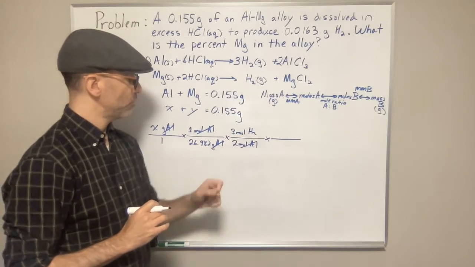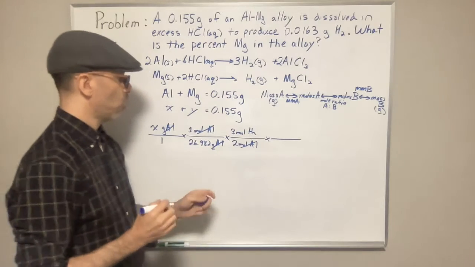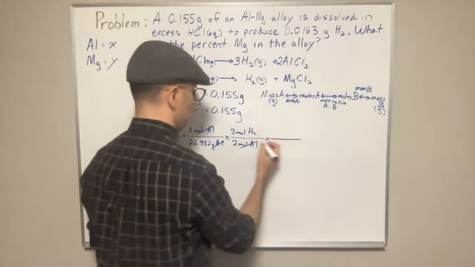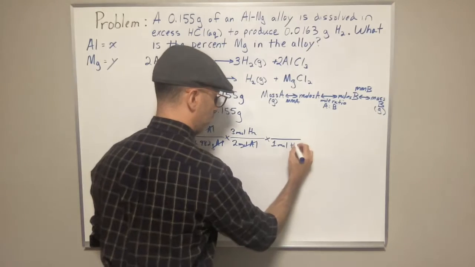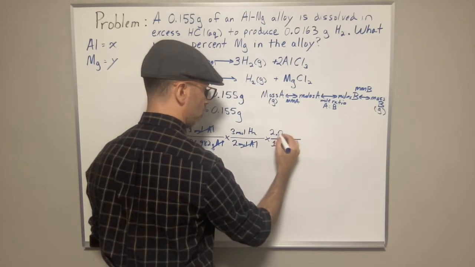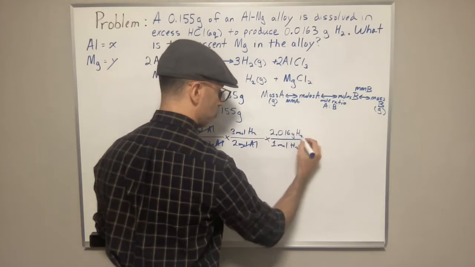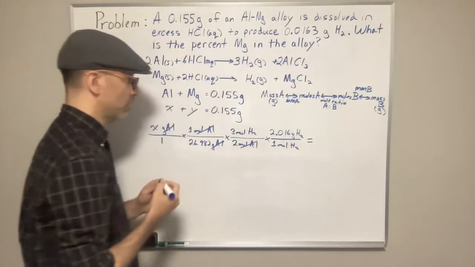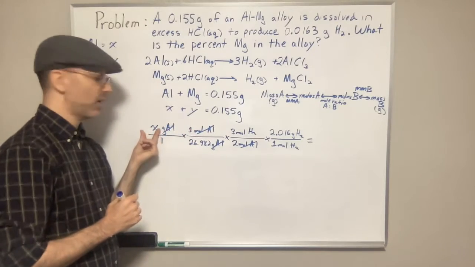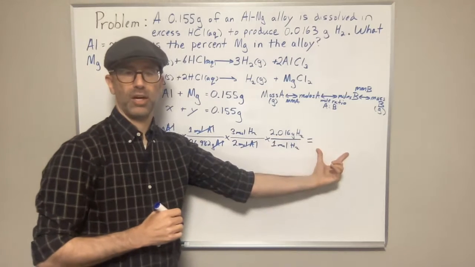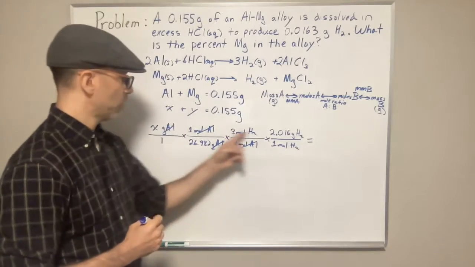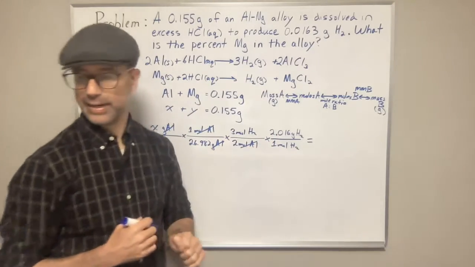So since H2, that's going to be 2.016. So I'm going to have 1 mole of H2 on the bottom, and that 1 mole is equal to 2.016 grams of H2, and now all I need to do is multiply and divide, keeping the X in there, and then I'll get the amount of hydrogen gas formed in terms of X. So when I multiply across the top and divide by the bottom, I get the following answer.